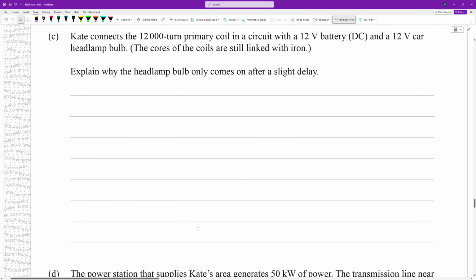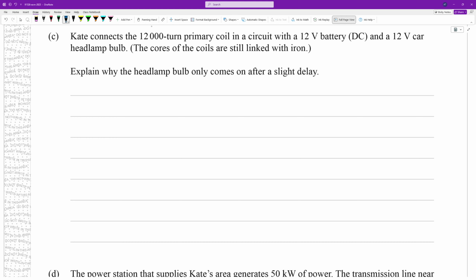Kate connects the 12,000 turn primary coil in a circuit with a 12 volt battery. Okay, and a 12 volt headlamp. Explain why the headlamp bulb only comes on after a slight delay. I don't particularly like this question because it doesn't explain this part very well.